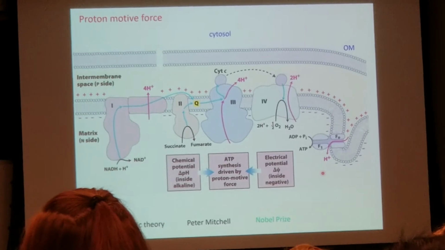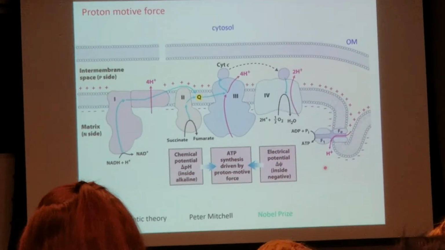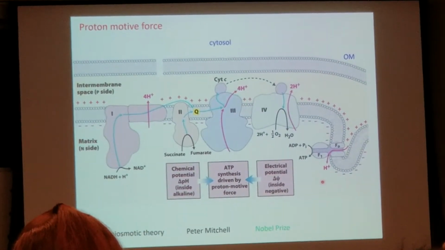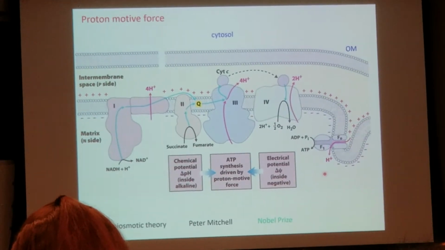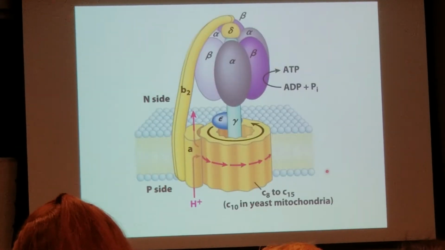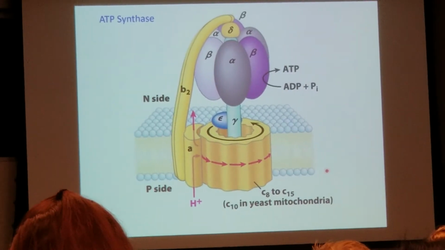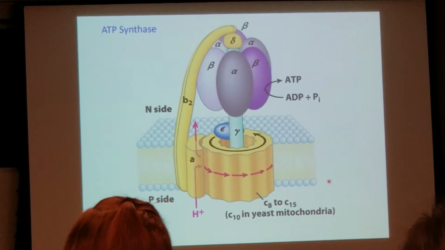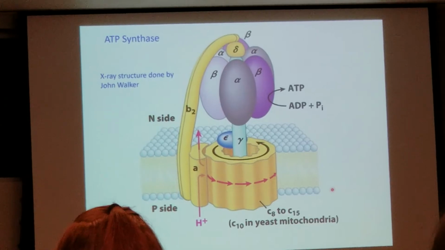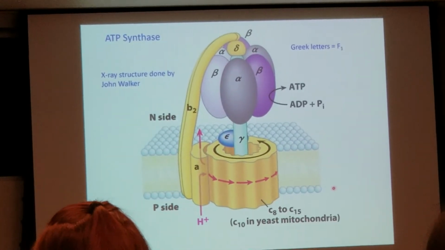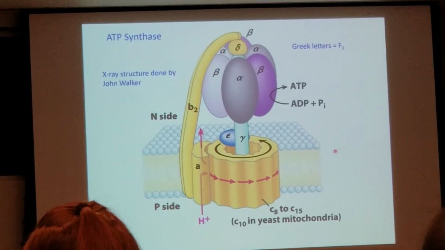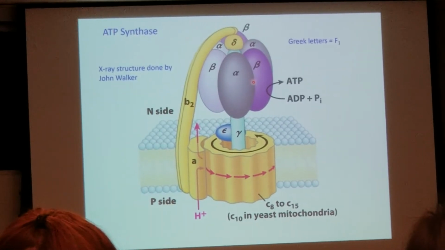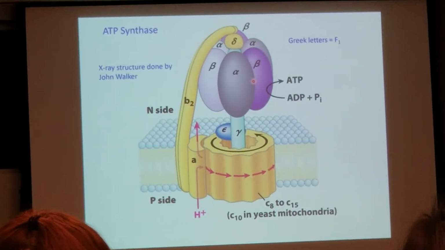So Professor Mitchell is the person who first came up with this as the way that ATP is made. He received the Nobel Prize for this. Okay, let's look at this machine. So here is the ATP synthase, and we humans divide it into that F1 and F0 portion. So the Greek letters are F1. Here, for example, this is the part that on the previous slide was sticking out into the matrix.